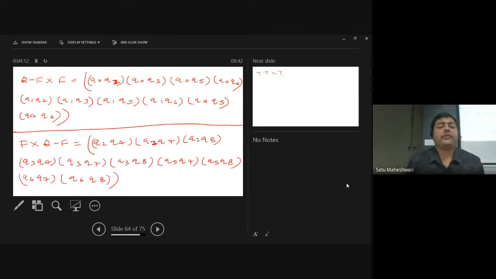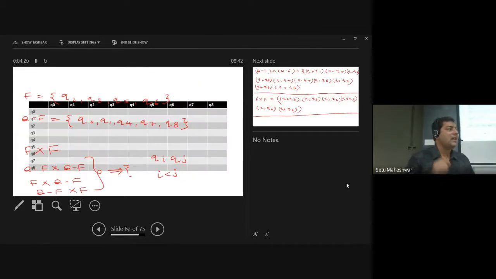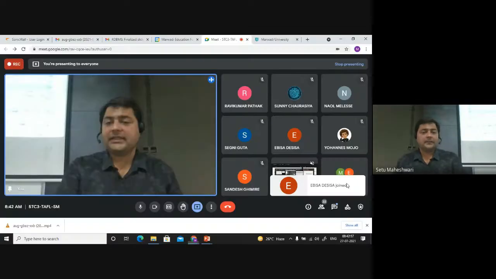So what we have with us are Q minus F cross F, Q minus F cross Q minus F, F cross Q minus F, and F cross F. But we have taken care while making these sets that we have considered only those pairs where i was strictly less than j. Everybody remember this? We have taken exactly those pairs where i was strictly less than j.